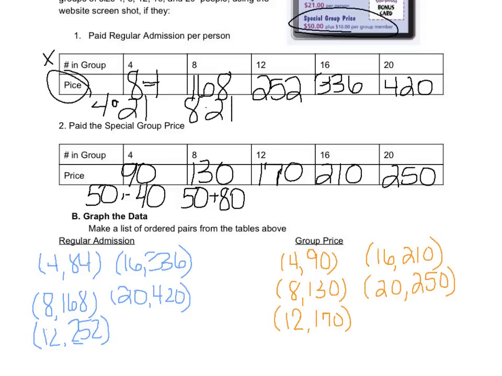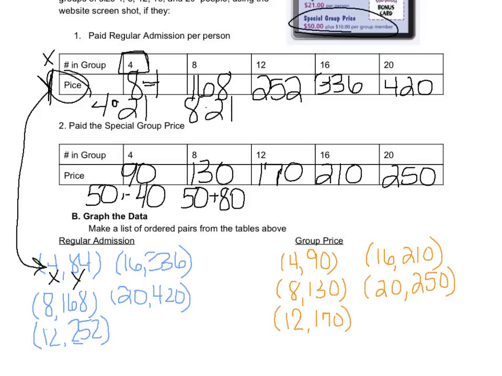So this top number, like 4, is going to come first in our ordered pair because ordered pairs always go X, Y. And then the bottom category, no matter what it is, always going to be your Y value. And that goes the same whether it's the regular or the paid. So those are the 2 groups of ordered pairs.